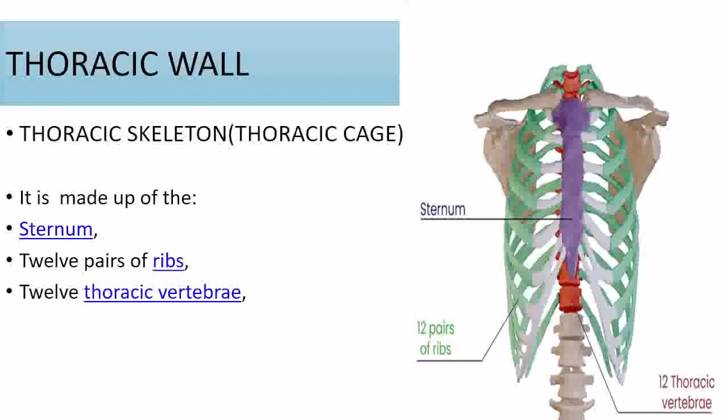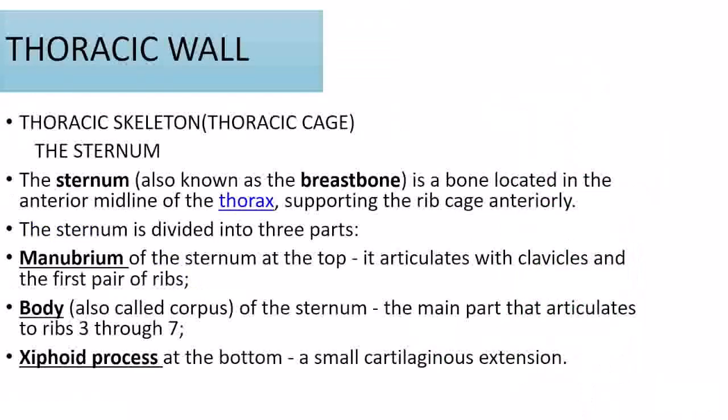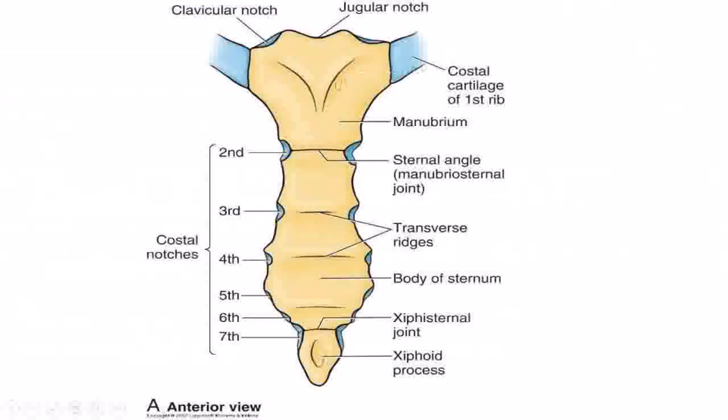Okay, so now the thoracic skeleton, also called the thoracic cage, has three main groups of bones, as we mentioned earlier. So most anteriorly we have the sternum, laterally on either side we have the 12 pairs of ribs, and posteriorly the 12 thoracic vertebrae. Okay, so let's start with the sternum. The sternum, also called the breastbone, is located in the midline anteriorly of the thorax, and it supports the rib cage anteriorly. It has three main divisions.